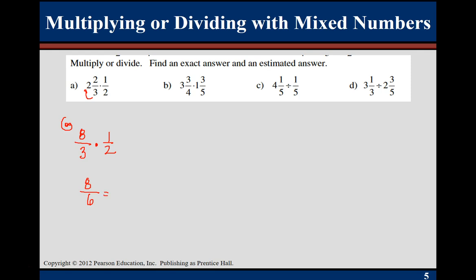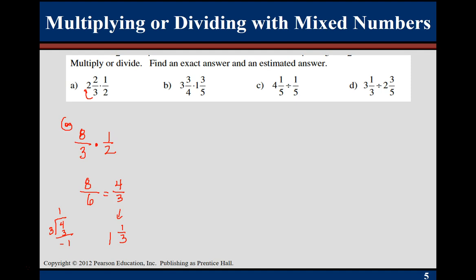8 times 1 is 8, and 3 times 2 is 6. I can reduce this by dividing both of them by 2 for 4/3. 3 goes into 4 once, and I'll have a remainder of 1. And so another way to say 4/3 is 1 and 1/3.